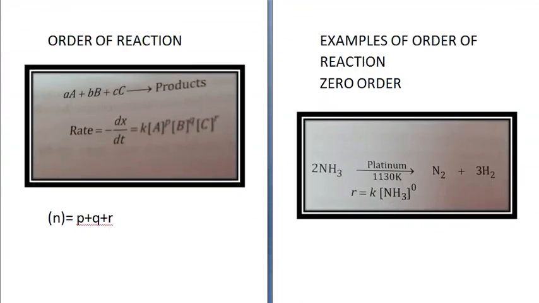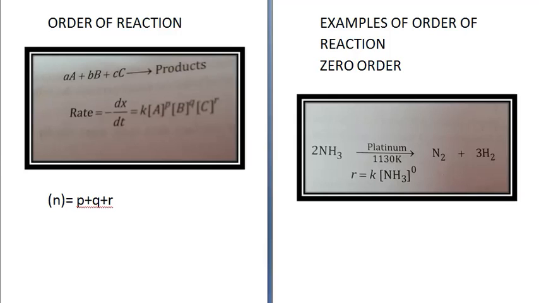Now order of reaction is the sum of powers to which concentration terms are raised in the rate law equation. Order of reaction cannot exceed 3. It can be negative, fractional or 0. Like if you take an example, suppose there is a reaction A plus B plus C giving you products. Then the rate law is given by rate is equal to dx upon dt, which is equal to K [A]^p [B]^q and [C]^r.